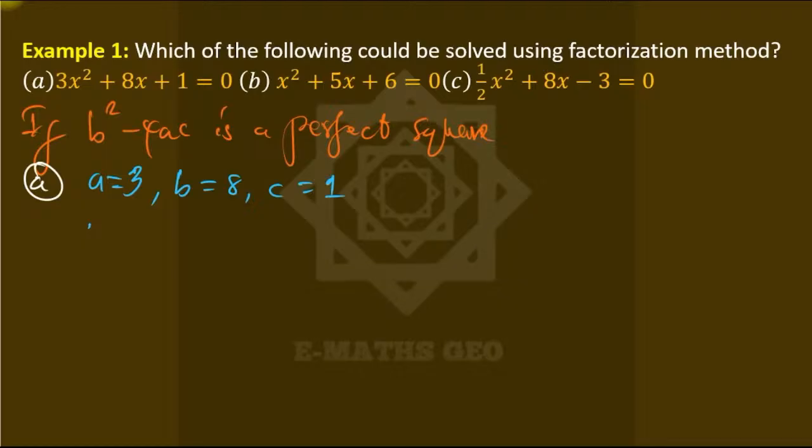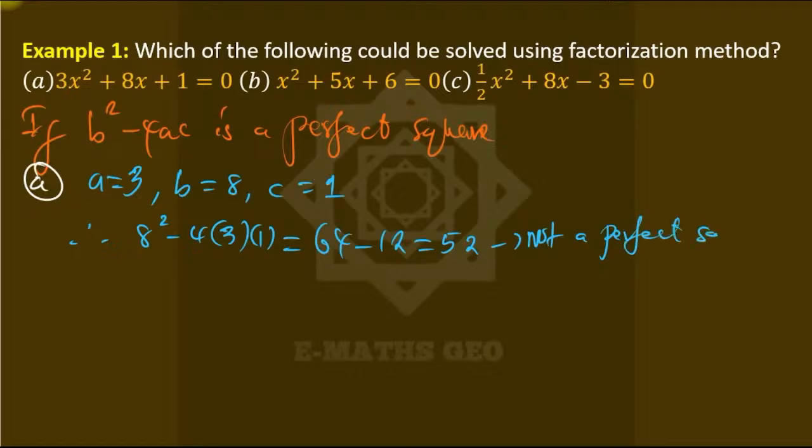Therefore, let's test if b squared, which is 8 squared minus 4 times 3 times 1, will give us a perfect square. It is 64 minus 12. What is 64 minus 12? That's 52. So 52 is not a perfect square, because it won't give us a rational square root.